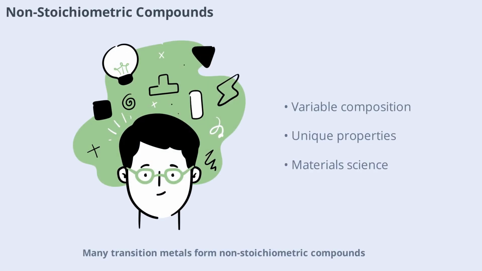Many transition metals form non-stoichiometric compounds, where the ratio of elements is not fixed. This occurs due to defects in the crystal lattice or variable oxidation states. These compounds often have unique electrical and magnetic properties, making them important in advanced materials science.